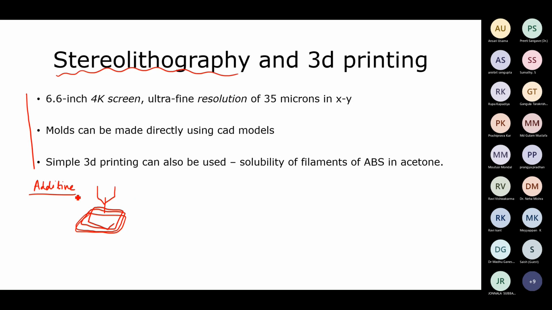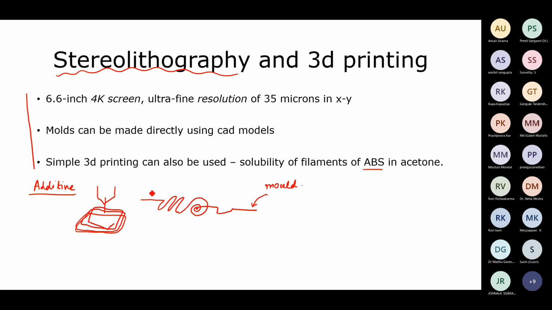Now, this filament can be made of ABS, which is also a polymer. And now the important fact is ABS is soluble in acetone. So what you can do is you can 3D print a very complicated section, something like this. Now, this acts as the mold.